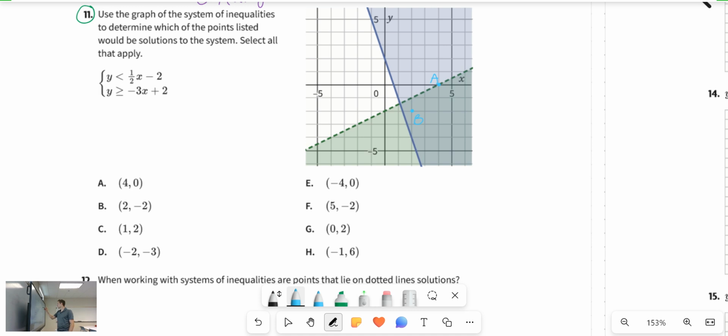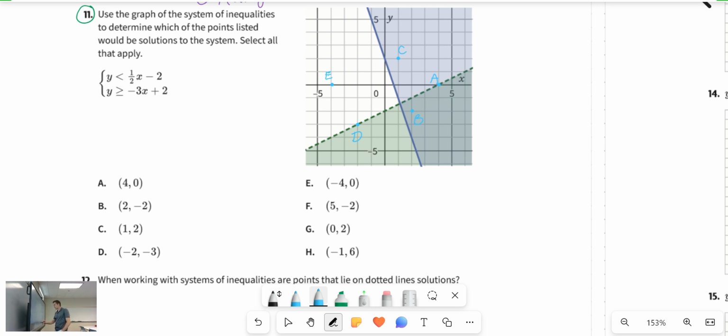All right. C is at 1, 2. That's our point C. D is at -2, -3. -2, -3 would be right here. Right, that's D. Our point E is at -4, 0. That's right here. This is E.